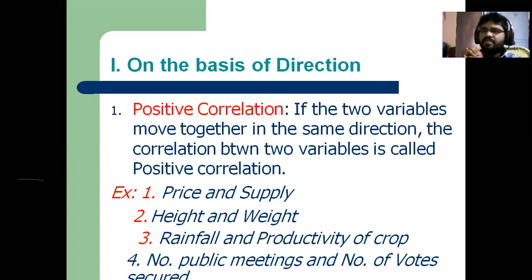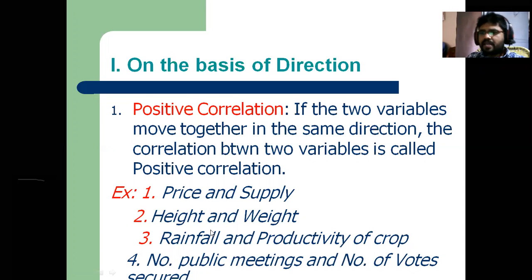For example, if you take the values of price and supply, generally in our economics, as per the law of demand, as the price increases, the supply of the commodities also increases. Take another example, height and weight. Generally, as the height of the person increases, the weight of the person also increases. This is a positive relationship, nothing but the two variables moving together.